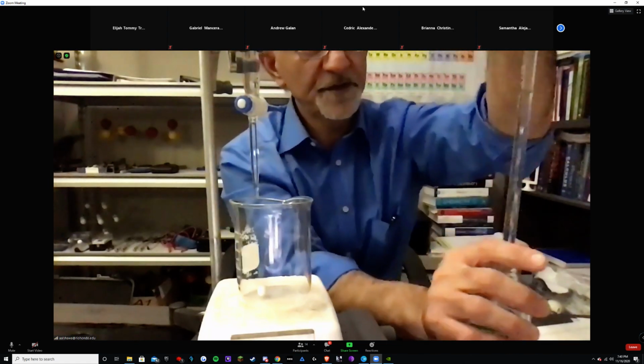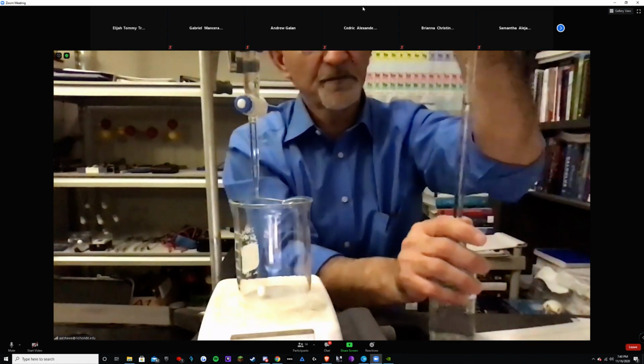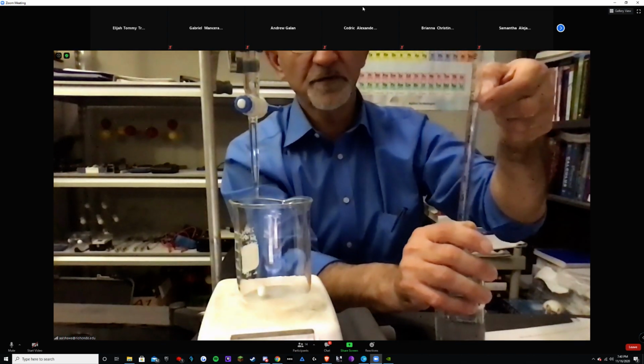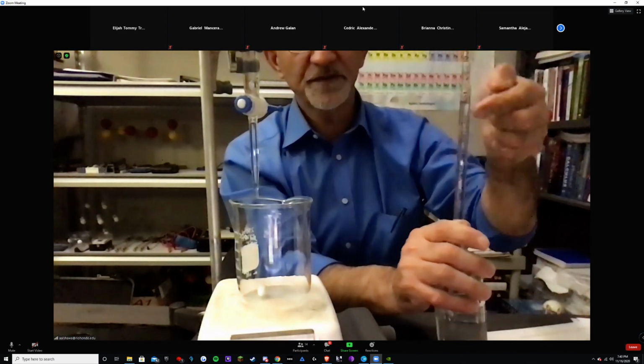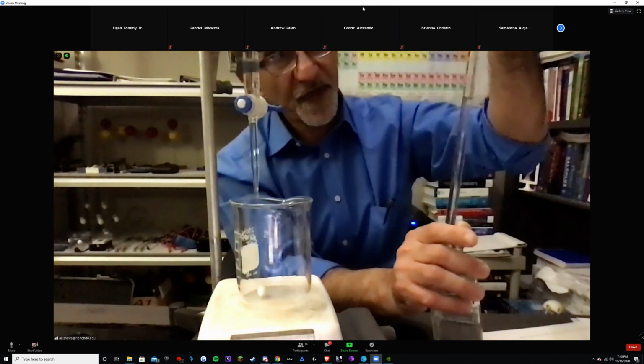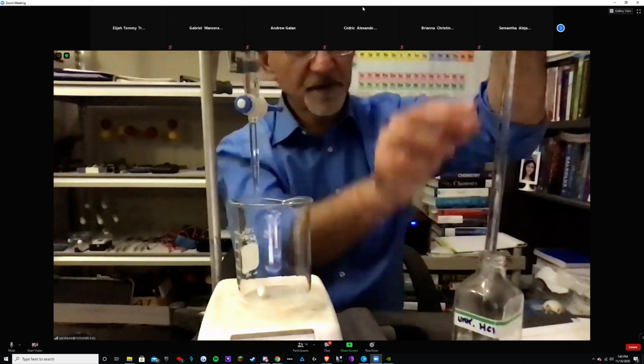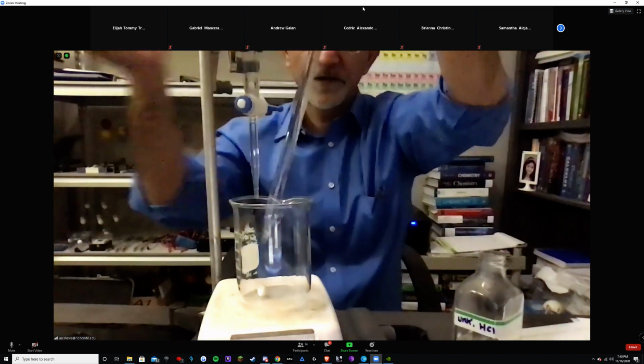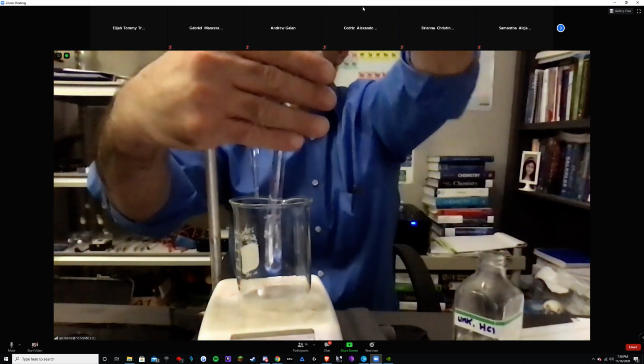Okay, so this is the 0 measurement. So it is at 0 level. That's the 0 measurement. And down below is 10. So this is my 10 milliliter acid. So I'm going to scoop it out and deliver it inside the beaker.